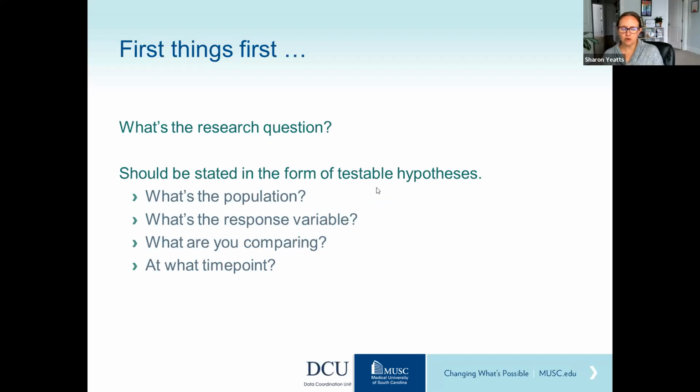And so when you're stating this research question, we really want to know, what is the population of interest? What is the response variable? Is it a continuous measure? Is it an ordinal scale that you're going to be dichotomizing, or could you use the full range of the ordinal scale? What are you comparing? Are you comparing a pre-post within a similar population, or are you comparing an intervention to a control group? And at what time point are you making this comparison?